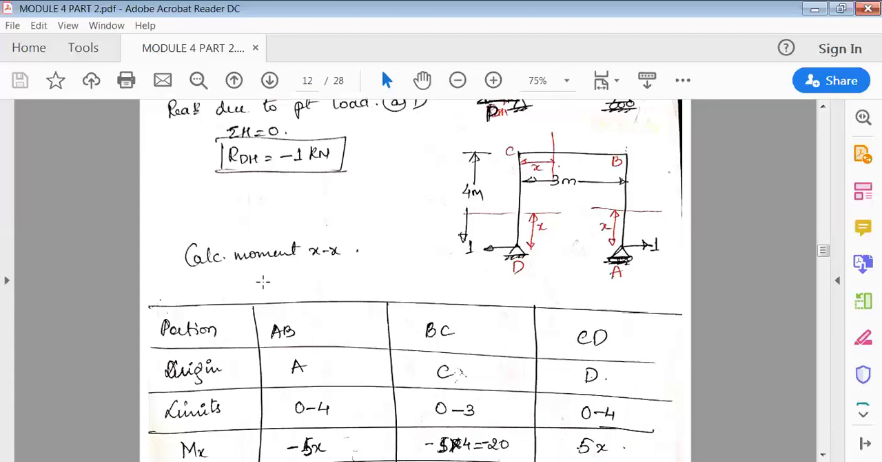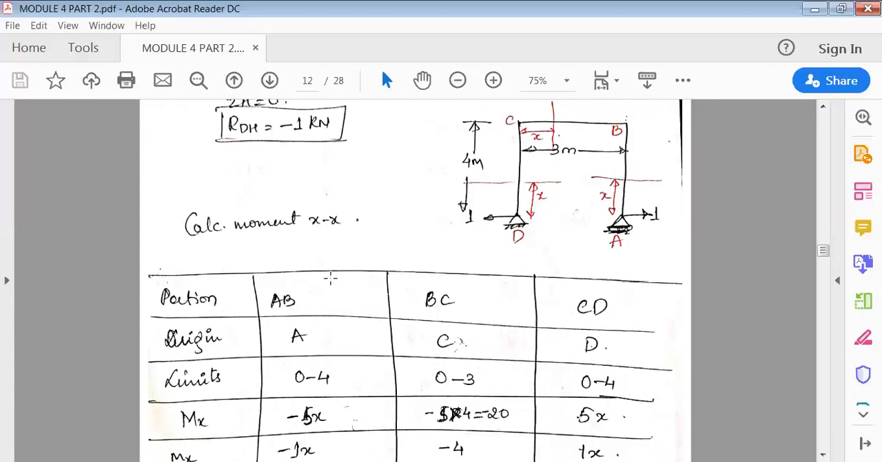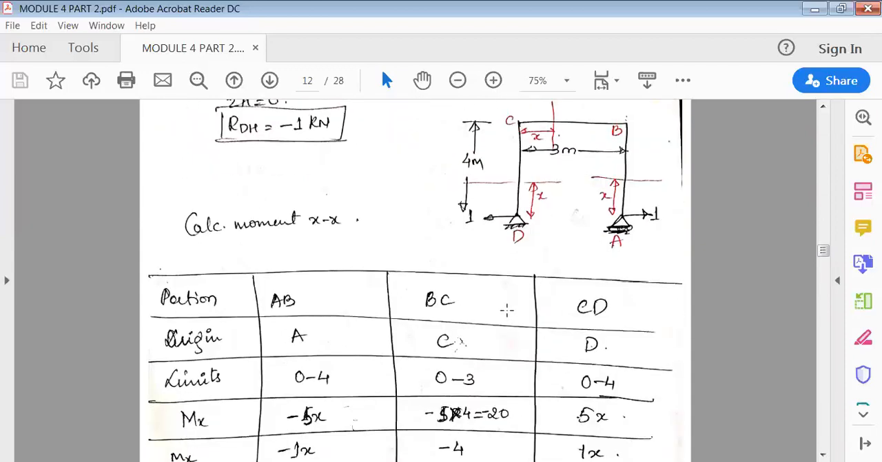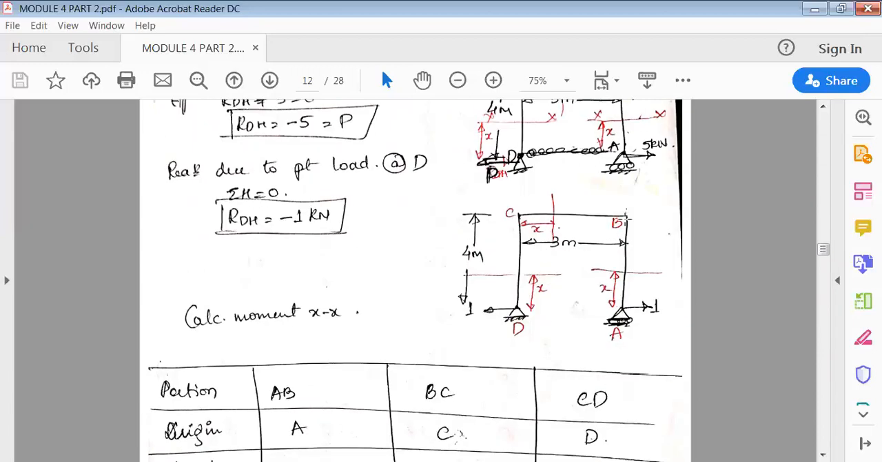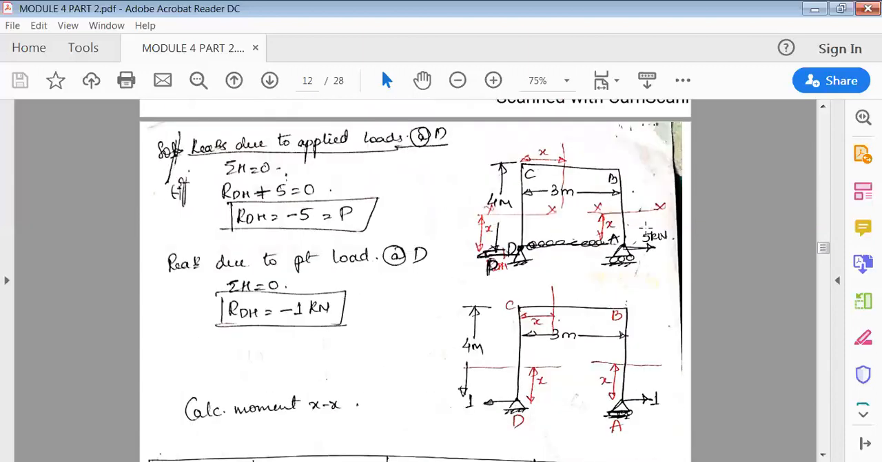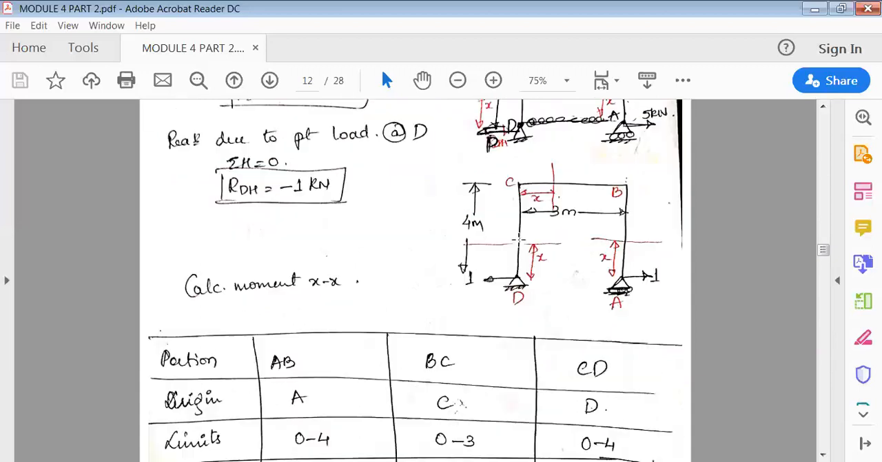Next, as usual, calculate the moment. We'll cut every section and find the moment. First portion AB, BC, CD. In portion AB, the origin is A; in BC, the origin is B; and in CD. Now the choice is yours: you can take the origin at either end. So in AB, I'll consider A, in BC, I'll consider C, and in CD, I'll consider D. Then the limits: the distances are 0 to 4, 0 to 3, 0 to 4, and let it go in the order always A, B, B, C, C, D.